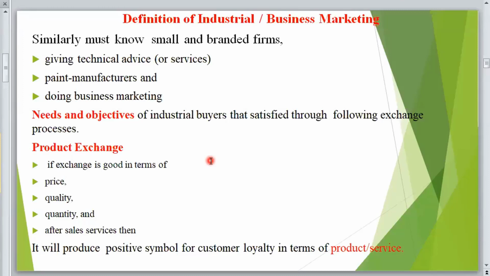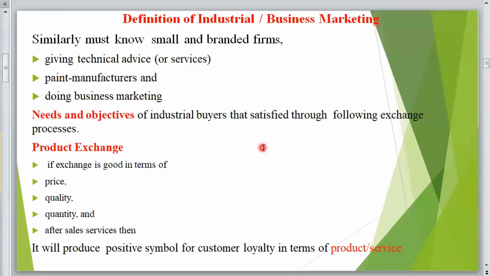Not only the physical product, we need the value of the product and after sales service. So this is the basic concepts of industrial product.